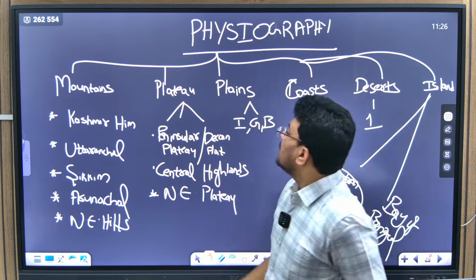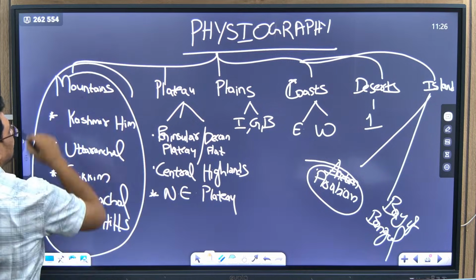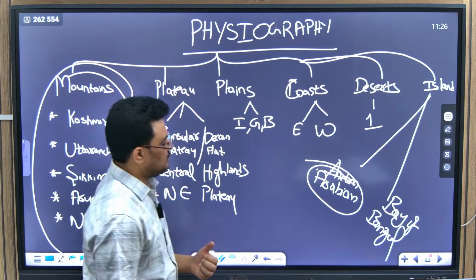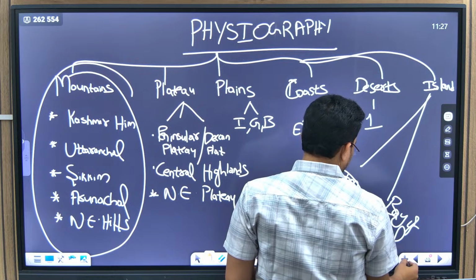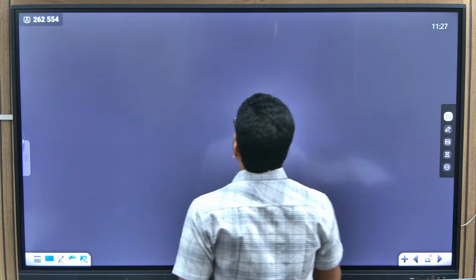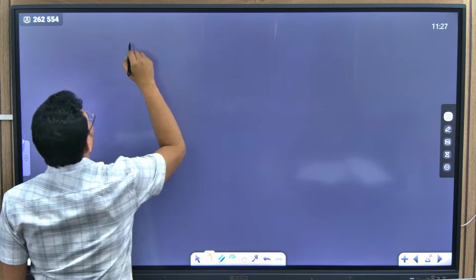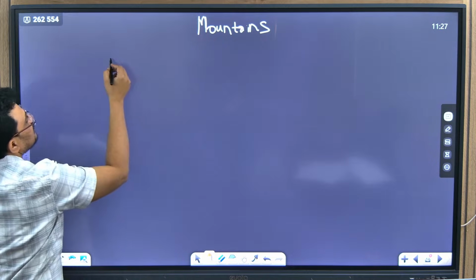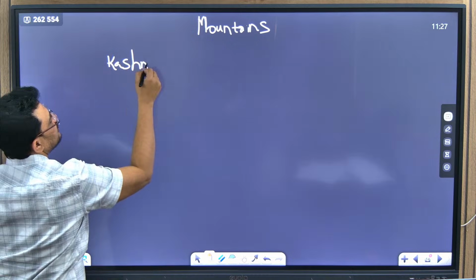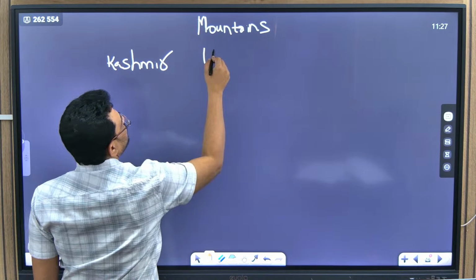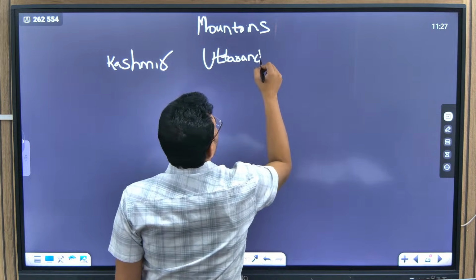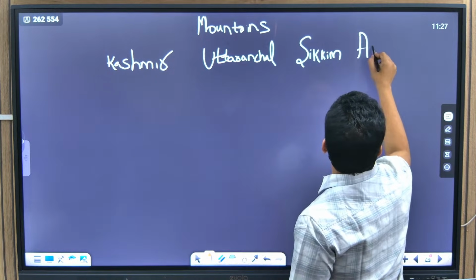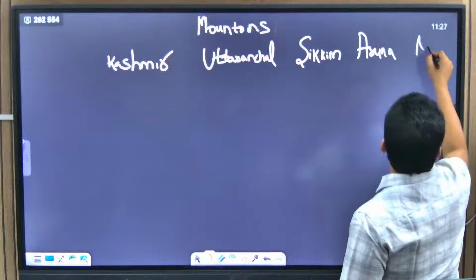Okay. So first we will take up this thing. Himalayas, mountains. First is Kashmir, na? Kashmir Himalayas. Second, Uttaranchal or Uttarakhand Himalayas. The other one, Sikkim, Arunachal, and Northeast Hills.